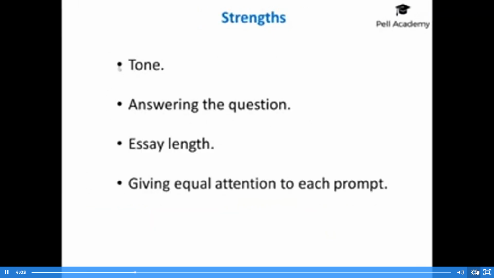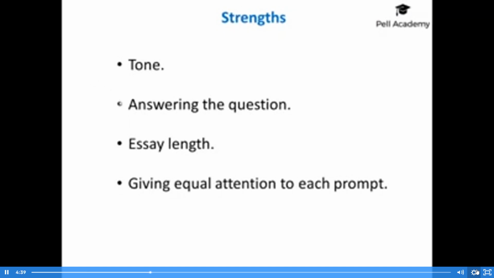So strengths in particular, the first one is tone, and the reason I saw this as a strength was because it was something that students in this group struggled with quite a bit before. I can see that there's a much more friendly, much more natural approach, and the language and structures being used are much more appropriate for an informal letter, which you had to write for this question. So much improvement on the style and the tone.